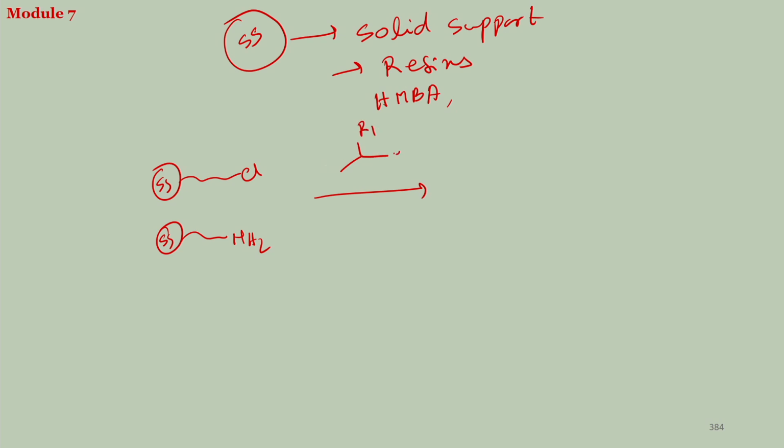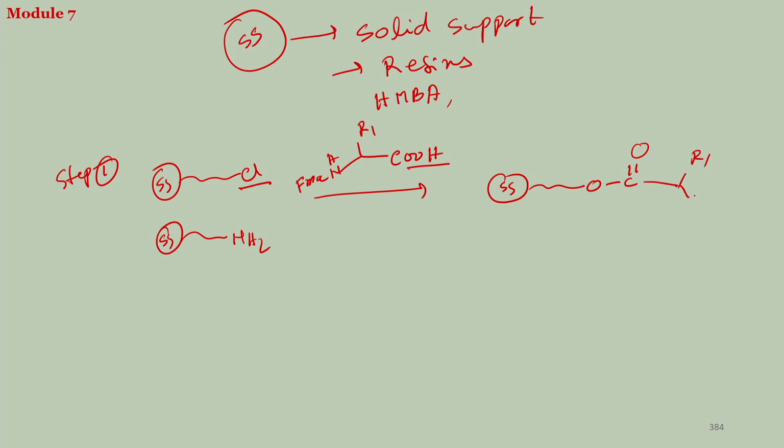R1, NH, FMOC. So, this is step 1. This is reaction between this chloro and this carboxylic acid. So, you will have O, CO, R1, NH, FMOC.